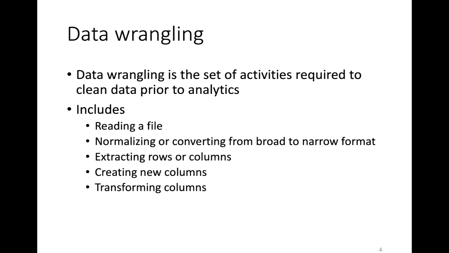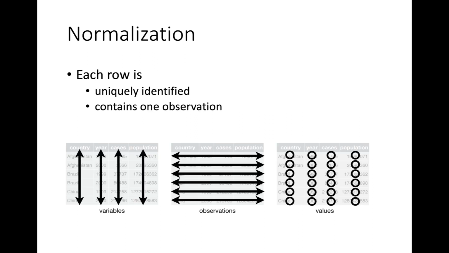It involves reading a file and making sure the file is in the right format for reading. It involves normalizing the file or converting a file into the right form, making sure columns capture appropriate values, making sure rows represent the things needed in the analysis process. Wrangling may involve the extraction of rows and columns, creating new rows and columns, and sometimes even transforming columns into new columns. These are only some aspects of the data wrangling process, and often data wrangling is really dependent on the data itself.